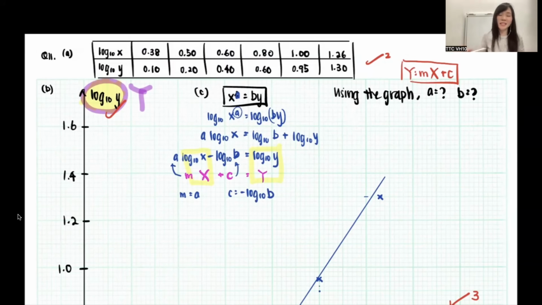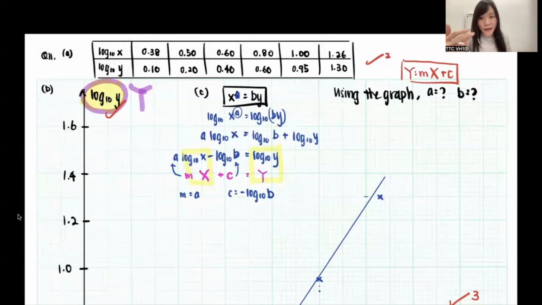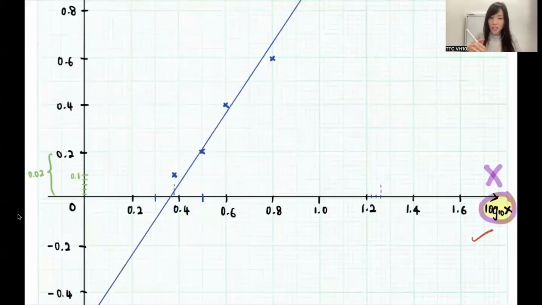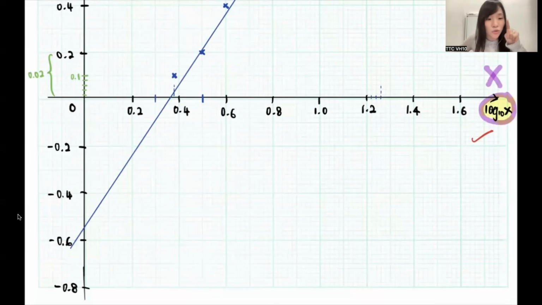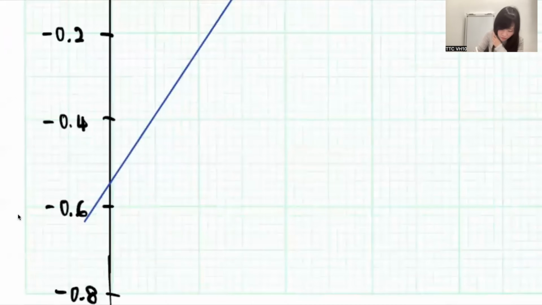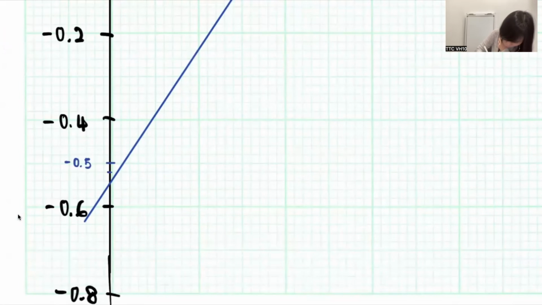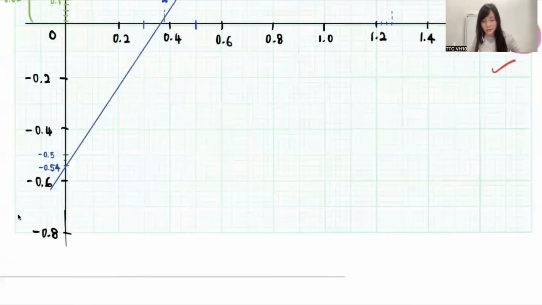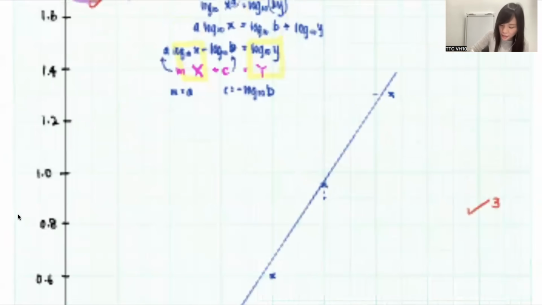Let's start from C. C usually very easy one. C, it means the Y-intercept. So look at your graph. Your graph touch the Y-axis at what value? That is your Y-intercept. Let me check mine. Wow, my one quite nice. This one, okay, this one negative 0.5, 52, 54. I get negative 0.54. Do you guys get negative 0.54 also? I hope you guys get the same thing.